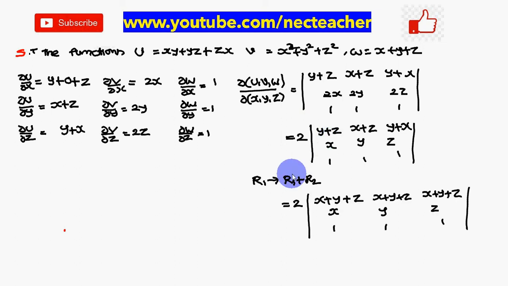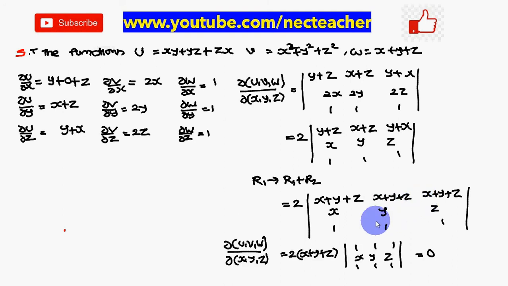Next I will apply one row operation. R1 becomes R1 plus R2, therefore you will get x plus y plus z. Here also x plus y plus z, x plus y plus z. Since x plus y plus z is in the entire row, take it common, therefore 2 into (x plus y plus z) into so and so. The determinant has two similar rows, therefore the determinant value is 0. Therefore ∂(u,v,w)/∂(x,y,z) is 0, which means u, v, w are functionally dependent.